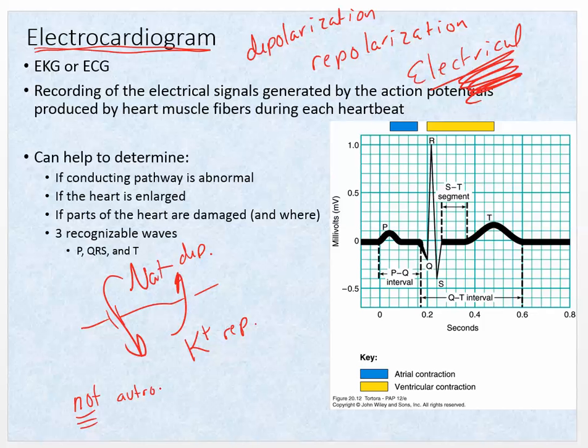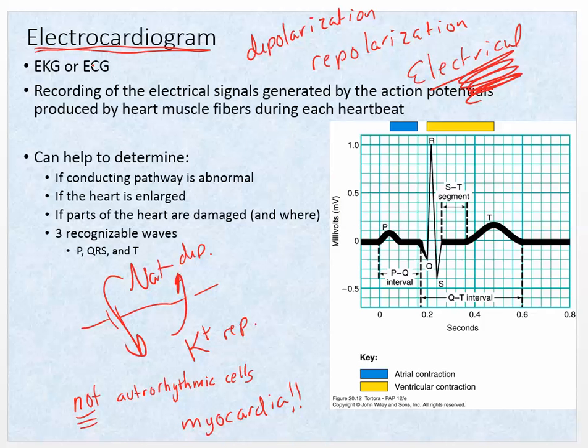Okay, that's going to be what I'm going to be accused of having as a trick question. But here's your answer right here. It's not the autorhythmic cells. It's the myocardia. Okay? So it's not a trick question because there's the answer right there.